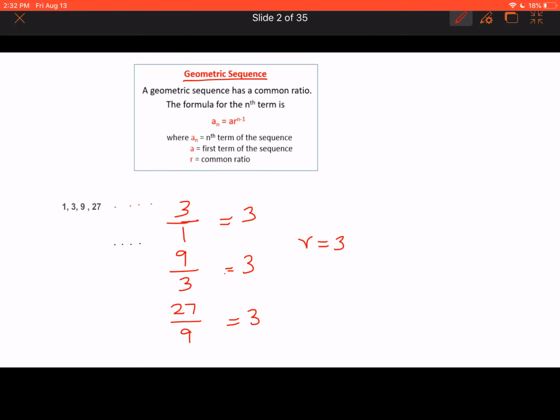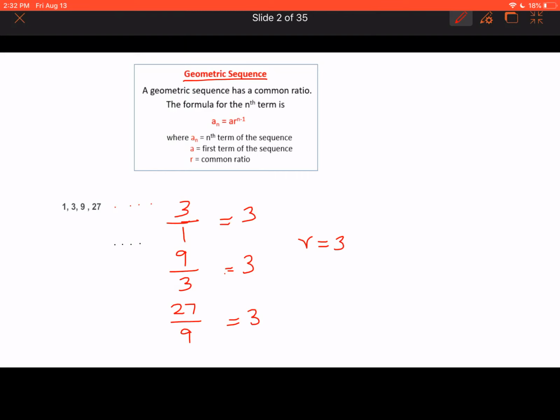In the previous video on arithmetic sequences, we confirmed the sequence is arithmetic by finding that the difference between the terms is the same, right? If you want to know more about arithmetic sequences, you can check my videos on that topic.